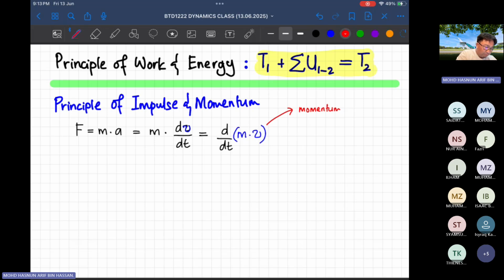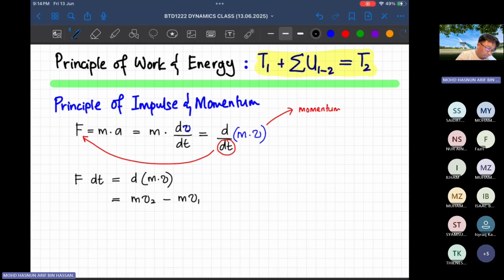Now, what if we bring this dt to the side of the force? We will have F times dt is equal to d(mv). So d(mv) means the change of momentum, which is mv2 minus mv1. It is the momentum at time 2 minus the momentum at time 1.